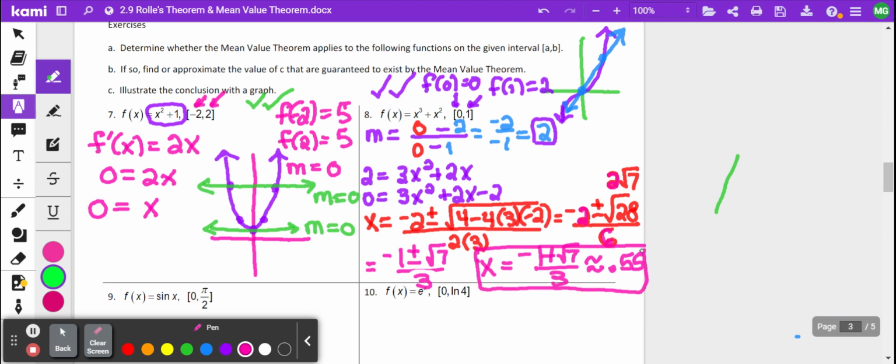Okay. So if you think about it, this is 0, this is 1, so it's somewhere right about here. You can see that that tangent line would also have a slope of 2.